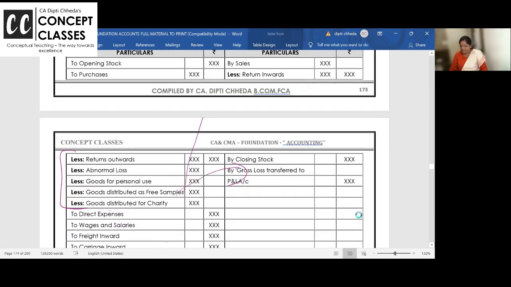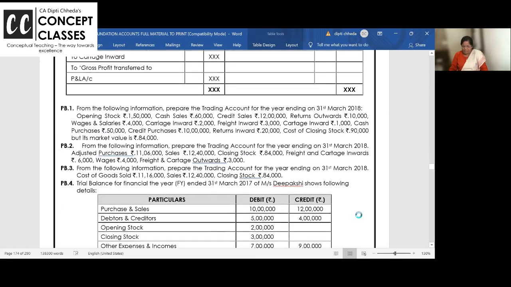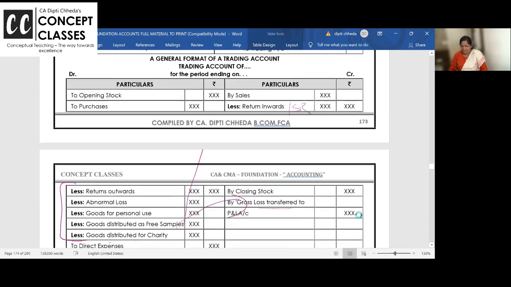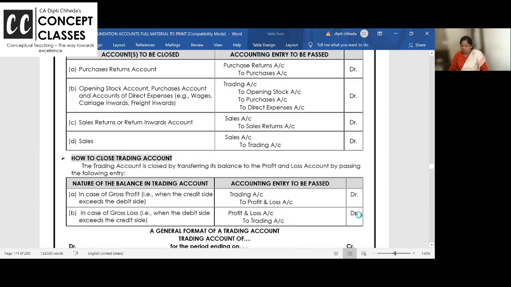But in sales, you will minus the return inward, also called sales return, and closing stock. You all know how much stock is left, right? If there is loss, write it on this side. If there is profit, write it on the debit side. GP or GL. So this is your trading account format.